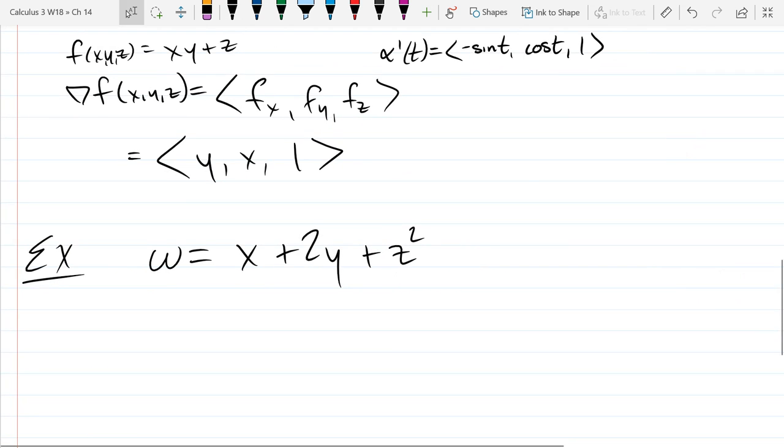This time around, x, y, and z are going to be functions, each functions of two variables. So before, they were functions of just t. Now they're going to be functions of two variables.